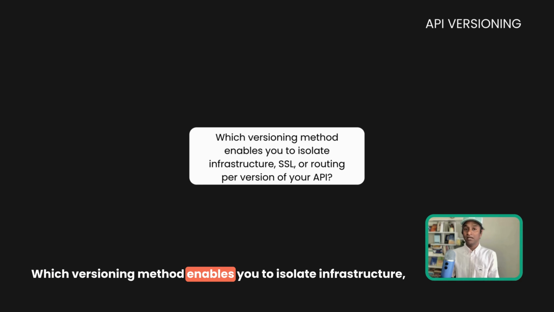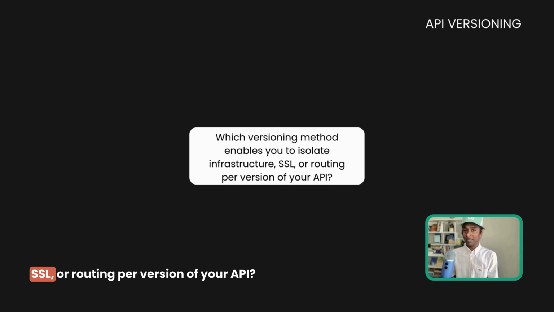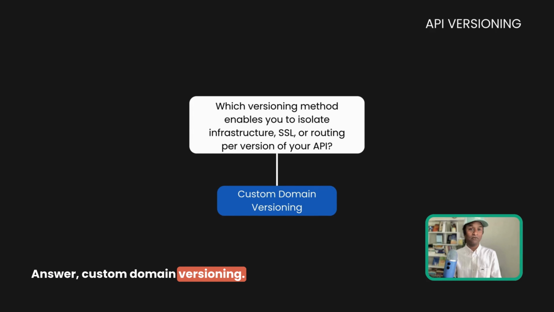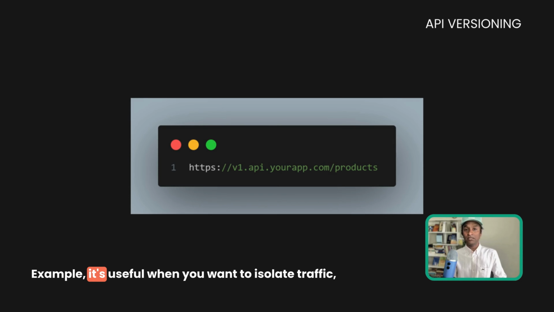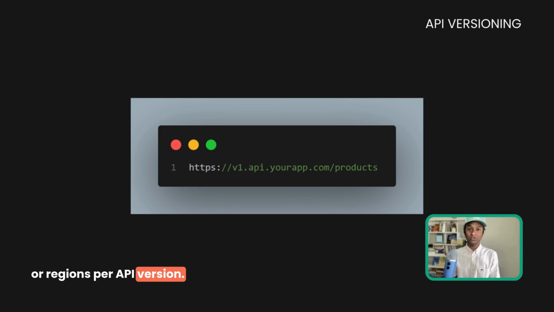Which versioning method enables you to isolate infrastructure, SSL, or routing per version of your API? Answer: custom domain versioning. Here, the version is part of the domain name itself. Example: it's useful when you want to isolate traffic, SSL certs, infrastructure, or regions per API version. Perfect for large-scale systems, A/B testing, or geo-based rollouts.